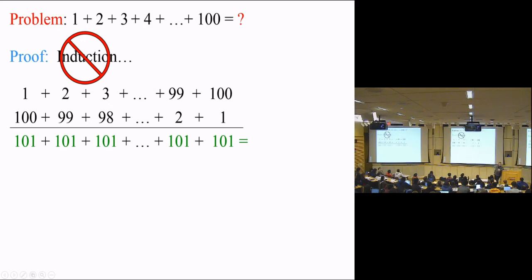100. So the total sum of all these green guys is what? 10,100. But now we've got to divide that by 2 because we added everything twice. So we've got to take half of our sum, when the sum is 10,100, and so you take half of that, and it's 5,050. And you know, now you can see it. It's pretty good.